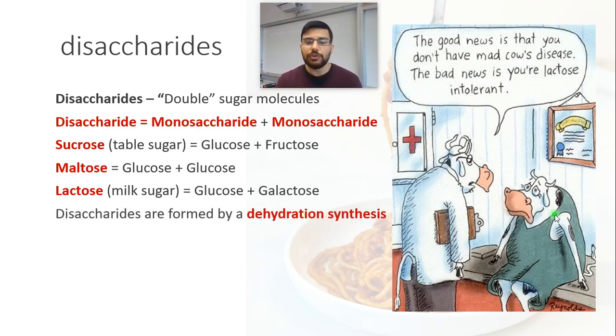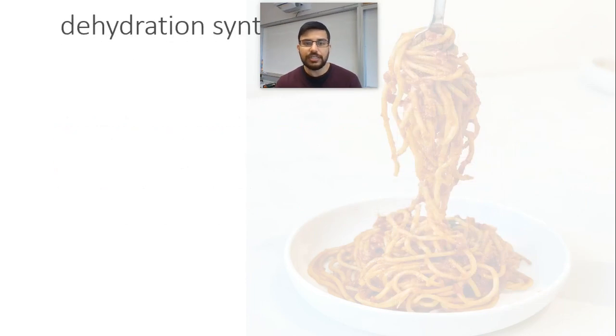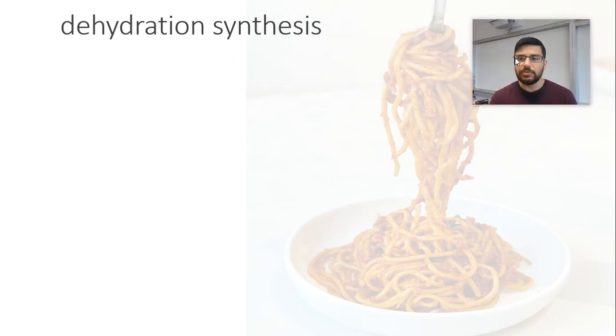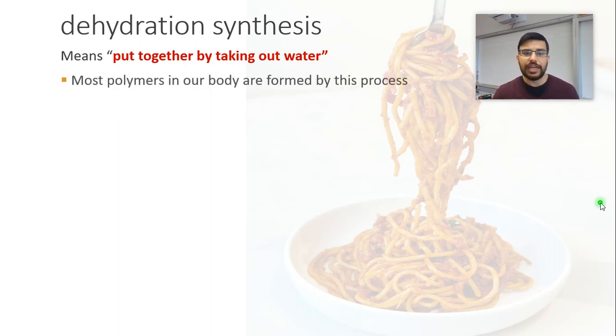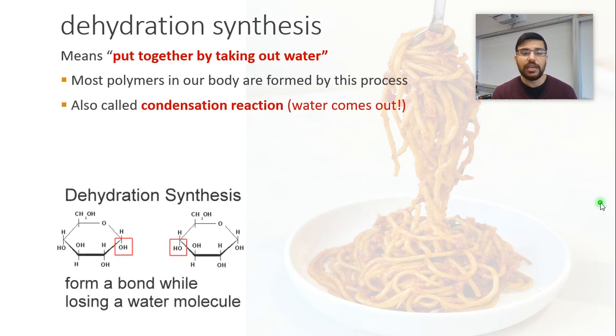These disaccharides are formed by a reaction called dehydration synthesis. So dehydration synthesis, I'll show you what that's all about here. Let me just move my camera over for a second. So dehydration synthesis, that's when you're putting two things together, but you're dehydrating the molecules that you're putting together. In this sense, if you're dehydrating, you're taking water out. So if you're dehydrated, you're lacking water. In this case, we're taking water out. Most of the things in our body are going to be formed by dehydration synthesis. You can also call it a condensation reaction if you wanted to, because you're condensing that water out.